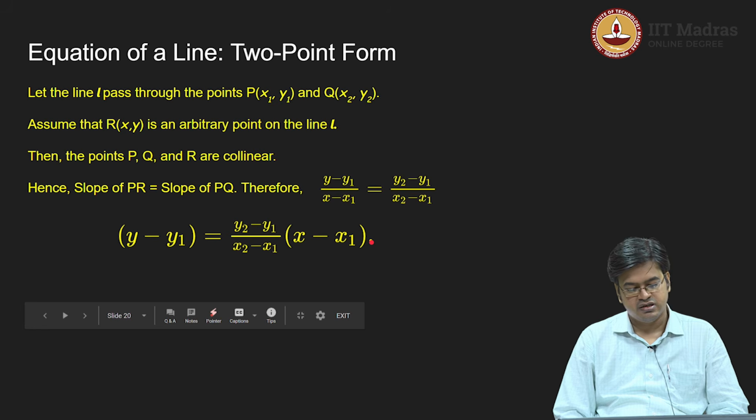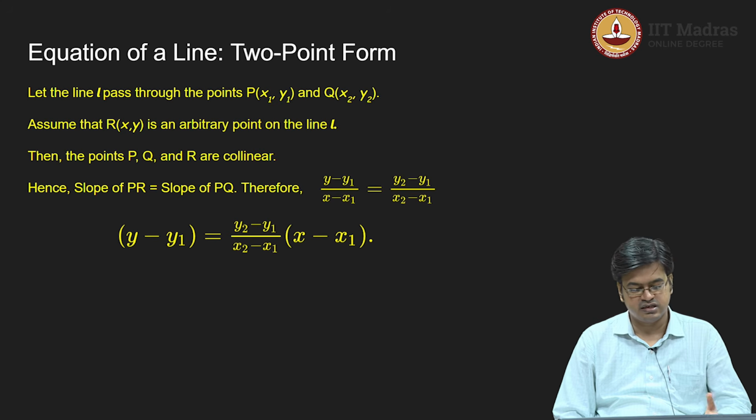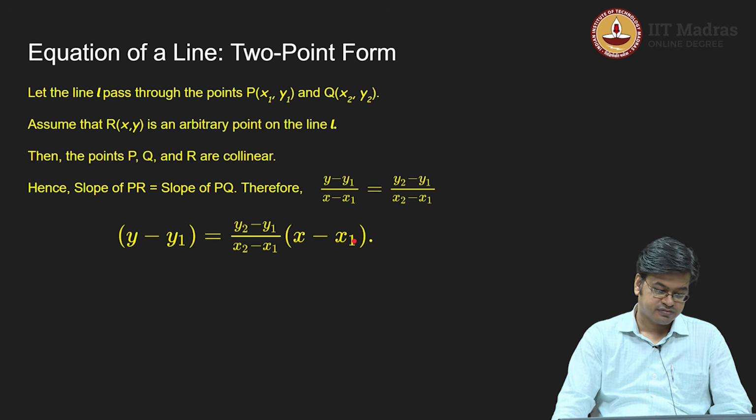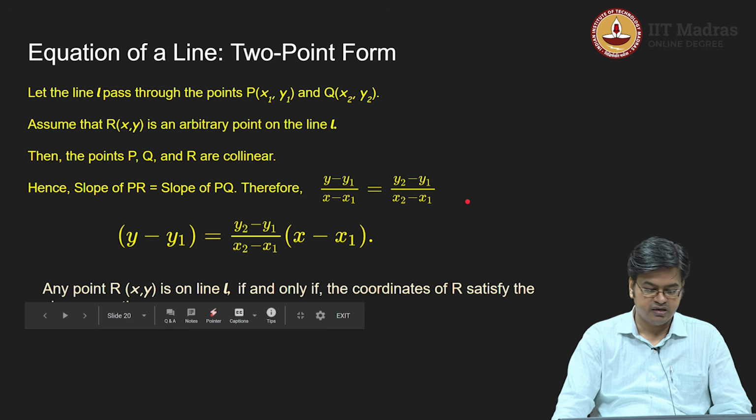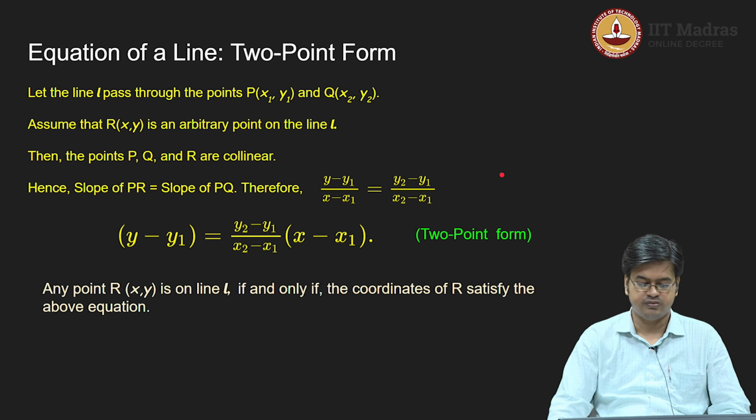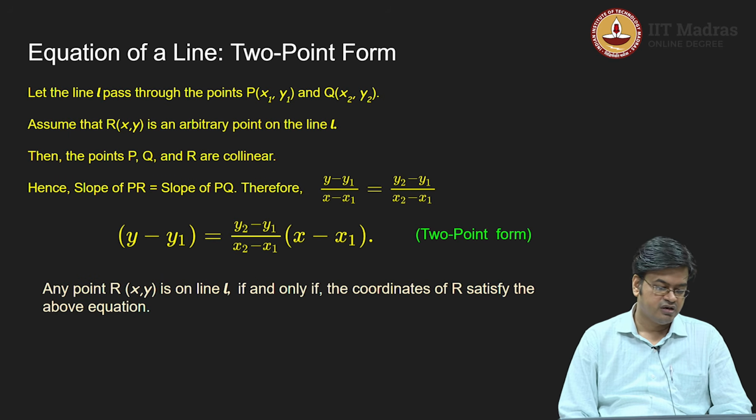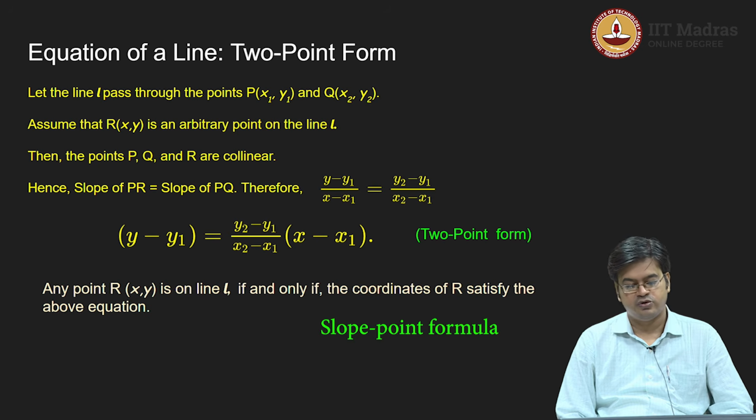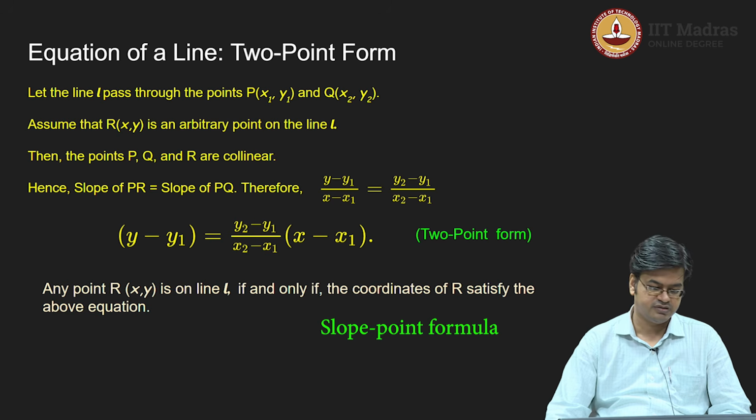Now any point that lies on this line is again uniquely characterized, and therefore any point that lies on this line must satisfy this condition. So, if your point R lies on this line, then it must satisfy this condition, and this form is called 2-point form. So, remember these are the formulas that we are deriving. First was slope line formula, second is 2-point form. Let us understand this formula better by solving some examples.